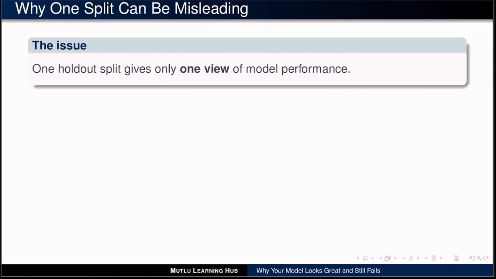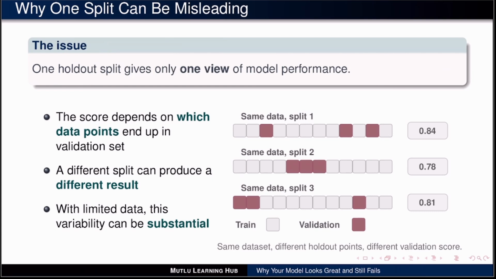Let's start with the main problem. One holdout split gives us only one view of model performance. And that can be a problem because the score depends on which data points happen to end up in the validation set. So even if the data set is exactly the same, a different split can give you a different result. And when the data set is not very large, that difference can be pretty noticeable.